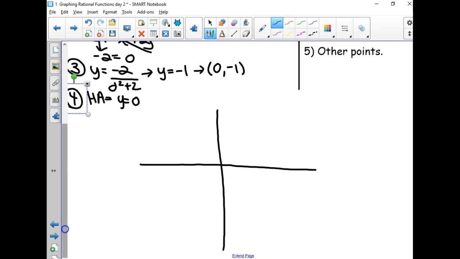Okay, so what do we know? We know that we have a horizontal asymptote at y is equal to 0, so there's y is equal to 0. We know that we have a y-intercept at 0, negative 1, and that's all we know. So we're going to need a lot of points here to kind of figure out what this graph looks like. So in order to save us time, I'm going to assign each row an x value, and you're going to figure out what the y value is.